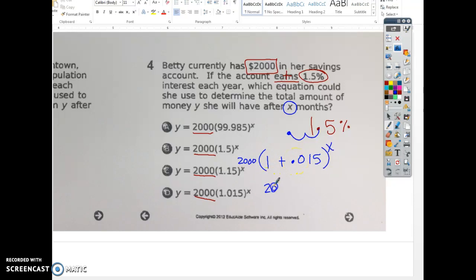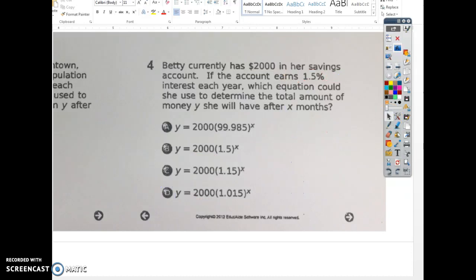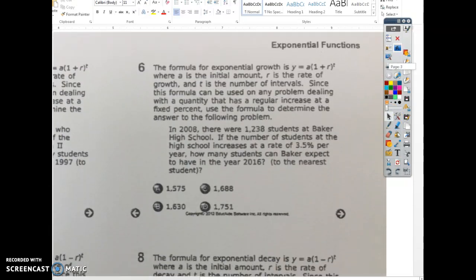So 2,000 parentheses 1 plus 0.015 is 1.015 to the power of x. I just wanted to make sure that you knew how to change that percent to a decimal. So the answer is D. Let's go look at problem number 5. You're probably going to have to change the page. Mine is in order.